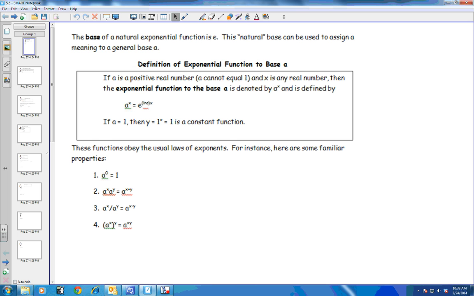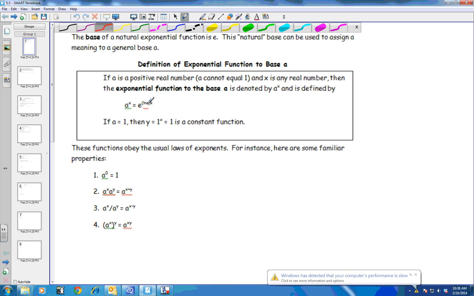Okay, so let's talk about the definition of the exponential function to base a. First of all, if a is a positive real number, so a is just a number and it's positive and it cannot equal 1, and x is any real number, then the exponential function to the base a is denoted by a to the x and is defined by a to the x equals e to the natural log of a times x. This is just another way to write a to the x.